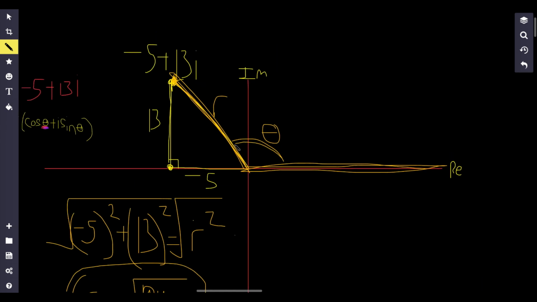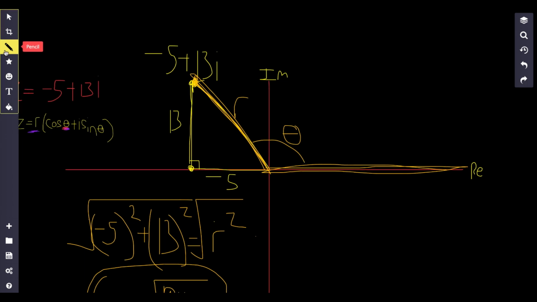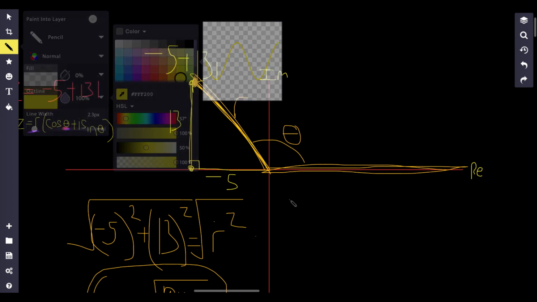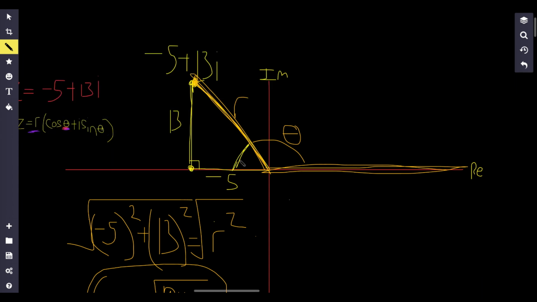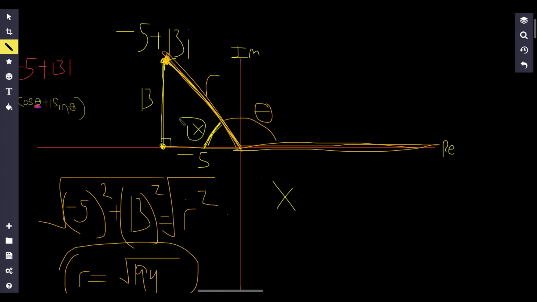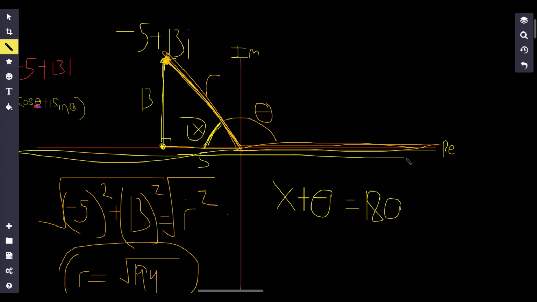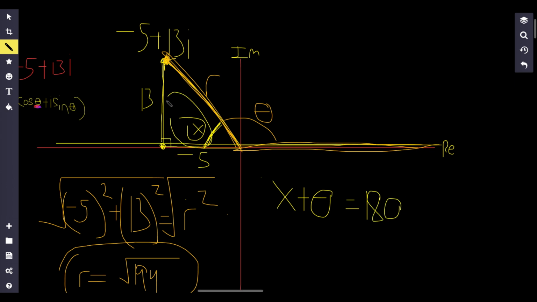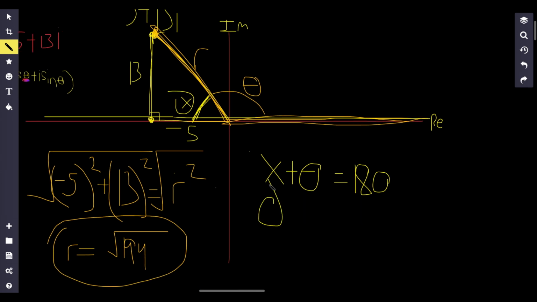Now, how do we find this angle right over here? Well, this part is very tricky, okay? So I want y'all to pay attention. Look, this angle right over here, you can think about it as the angle for my right triangle that I've created. Notice how this angle plus theta gives me 180 degrees, right? Because right over here we have a straight line, which is the x-axis. So if I want to solve for theta, I'm going to get 180 minus x.